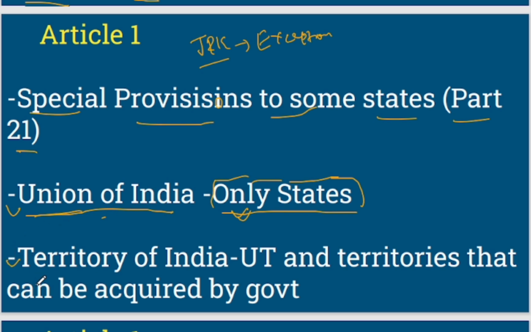Then it says the territory of India includes union territories and territories that may be acquired by the government. Here also you need to be very careful. It is saying the territory of India includes only union territories and territories that can be acquired by the government. So states are not there. Here also statements will be twisted to say that the territory of India includes states also, but that is not the case. So you need to be careful.